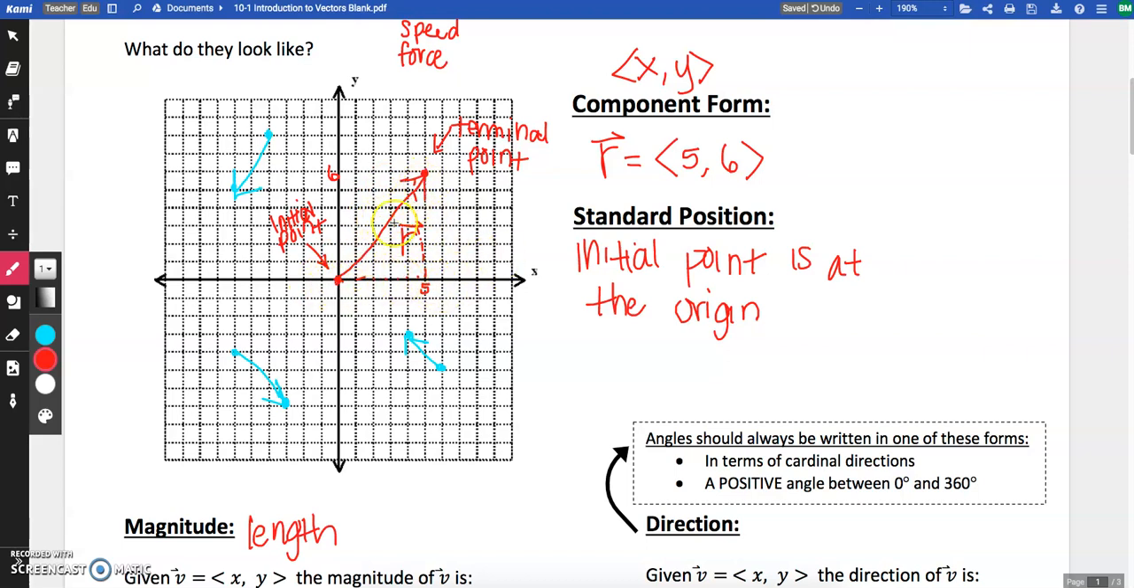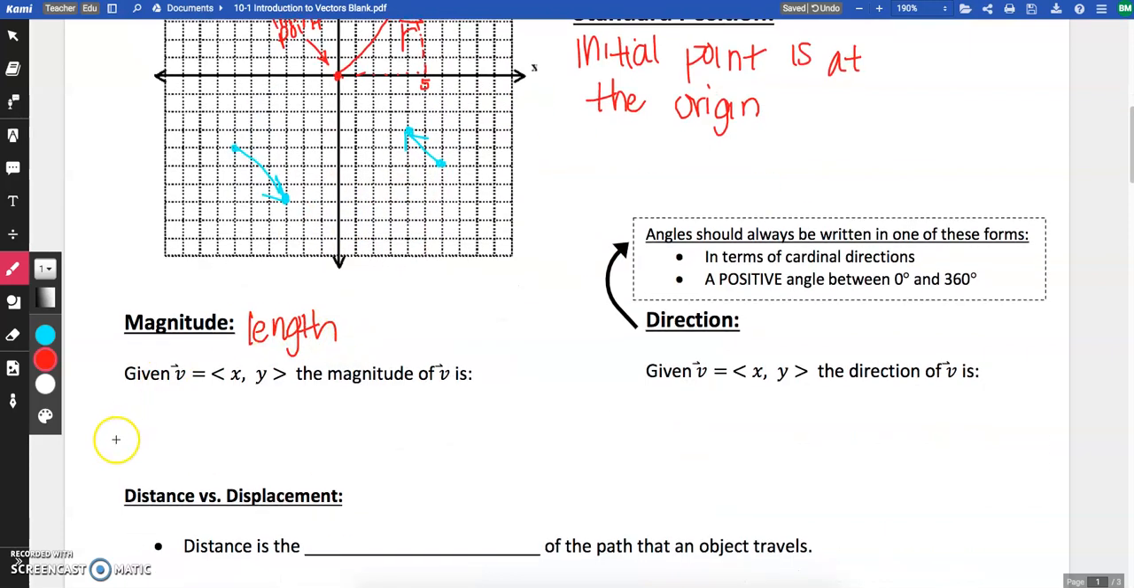So I can pretty quickly use the Pythagorean theorem to figure out the length of this arrow. And that's exactly how we find the magnitude of the vector. So the labeling looks like this. If I want to find the magnitude of vector v, these brackets here look like absolute value, but they mean magnitude. So they're telling you how long it is. The magnitude of vector v equals the square root of x squared plus y squared. And we'll do some examples in a little bit.